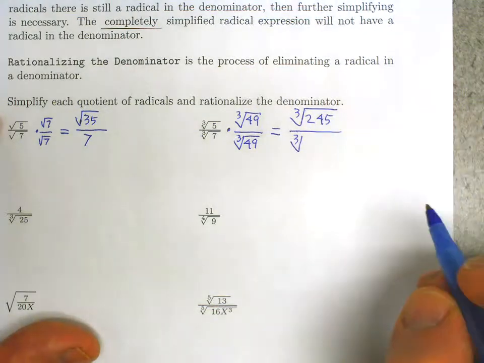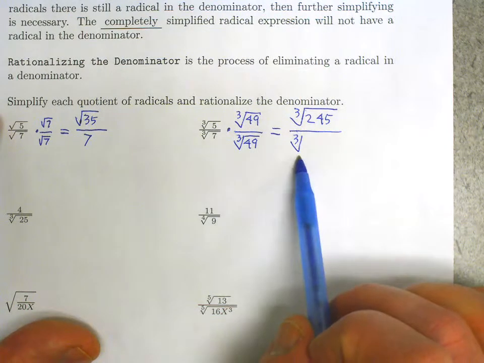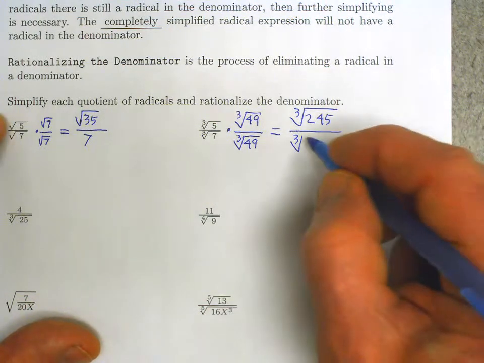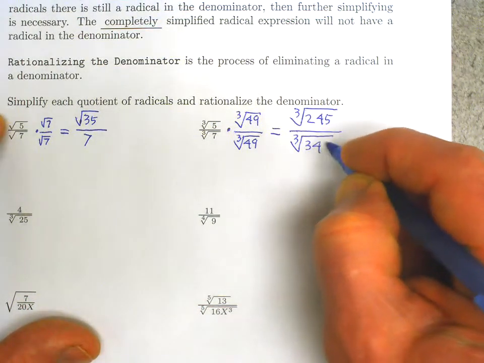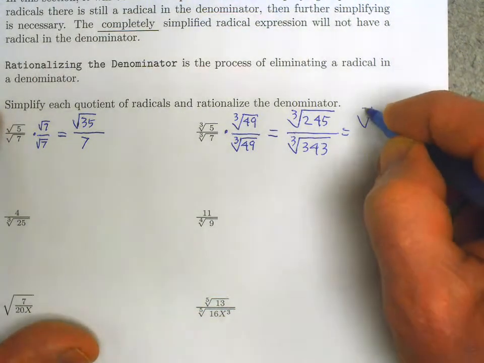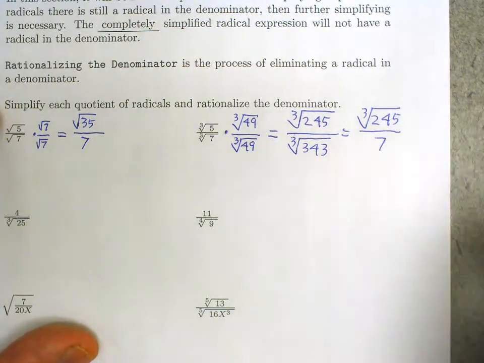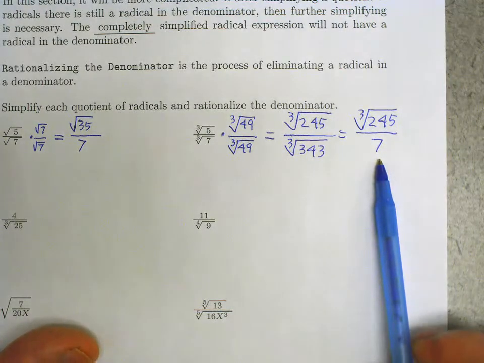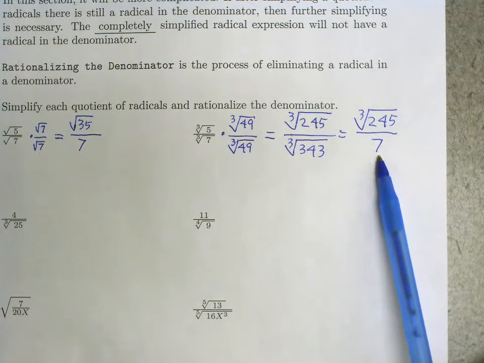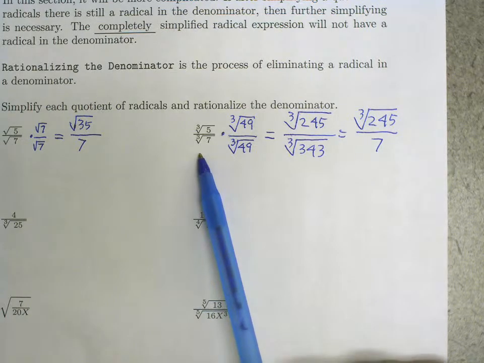Well, you can think of it in a couple of ways. Maybe the easiest way is to think of this as the cubed root of 7 to the third. Or you could multiply 7 times 49, and it's the cubed root of 343. But the cubed root of 343 simplifies to 7. And now the denominator is a rational number. But this number, the cubed root of 245 over 7, has the same exact value as the cubed root of 5 divided by the cubed root of 7.